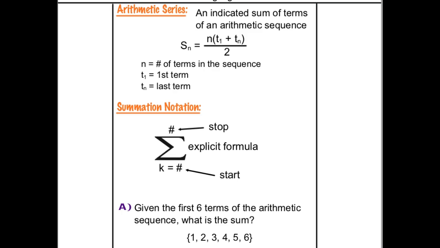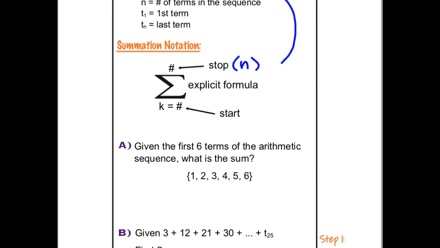So if you want to make a note that your stop is going to be your n, because you will be then using this formula once you use your explicit formula to get that information. So let's try some examples.